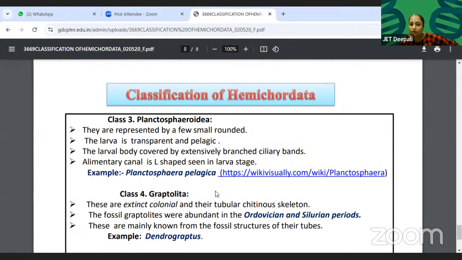These are extinct colonial organisms with a tubular chitinous skeleton, means their skeleton is found imprinted on the sedimentary rocks of the ocean. Scientists are finding the fossils of these. The fossil graptolites were abundant in Ordovician and Silurian periods, means they are also very old organisms. These are mainly known from the fossil structures of their tubes. Example, Dendrograptus. Okay, so this is all about the Hemichordata.